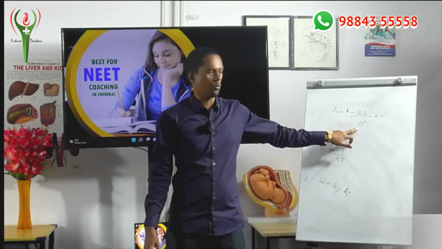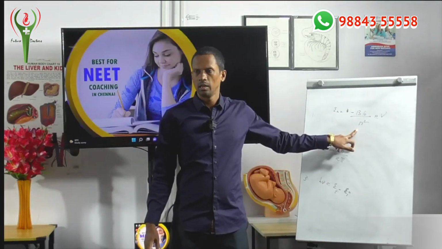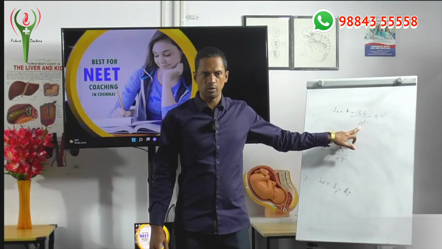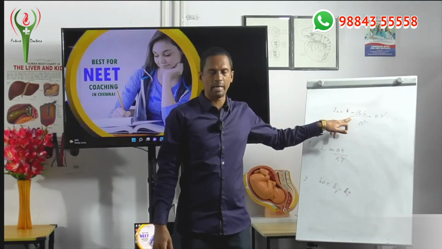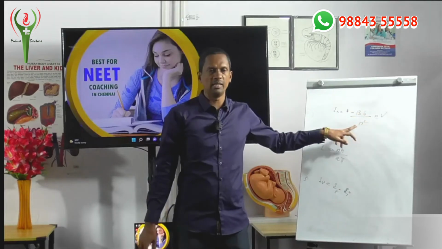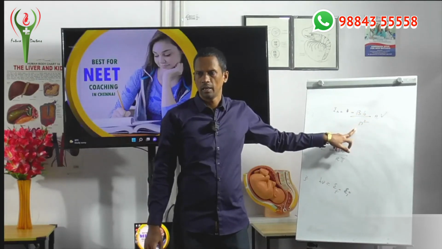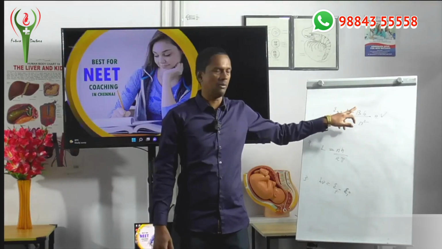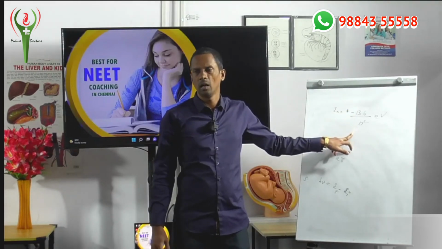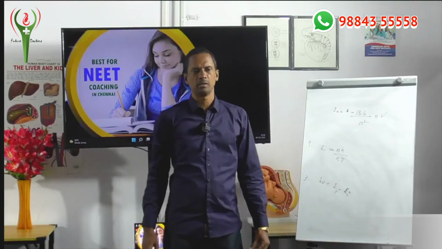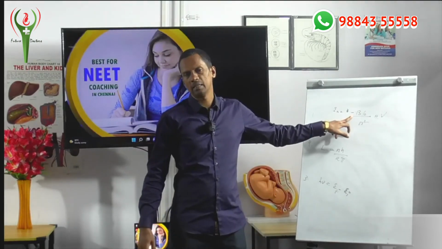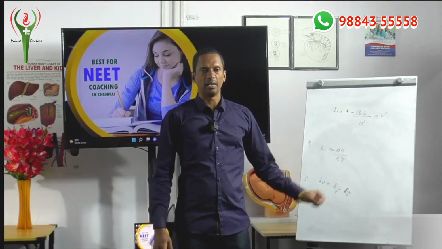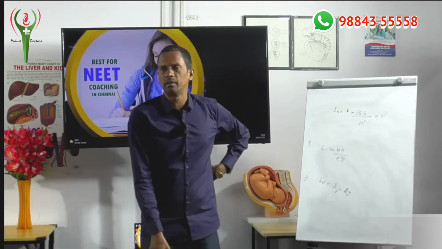If n is equal to 1, what will you substitute? You will get 1 square. So minus 13.6 electron volt. If n is equal to 2, 2 square is 4, so 13.6 divided by 4 is approximately 3.4 electron volt. So for the first orbit it will be minus 13.6 electron volt. What do you mean by that?